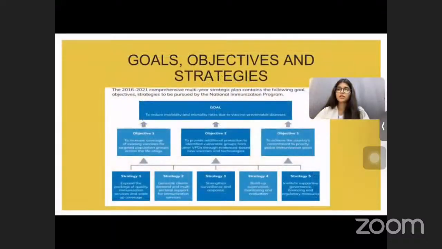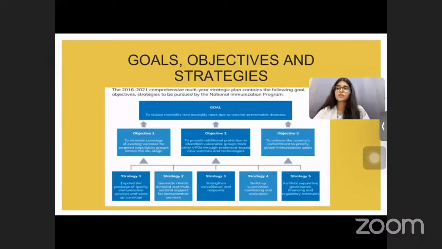Goals, objectives, and strategies. The 2016 to 2021 Comprehensive Multi-Year Strategic Plan contains the following goals, objectives, and strategies to be pursued by the National Immunization Program. Goal: to reduce the morbidity and mortality rates due to vaccine-preventable diseases. Objective: to increase coverage of existing vaccines for targeted population groups across the life stages; to provide additional protection to identified vulnerable groups from other vaccine-preventable diseases through evidence-based new vaccines and technologies; to achieve the country's commitment to priority global immunization goals.